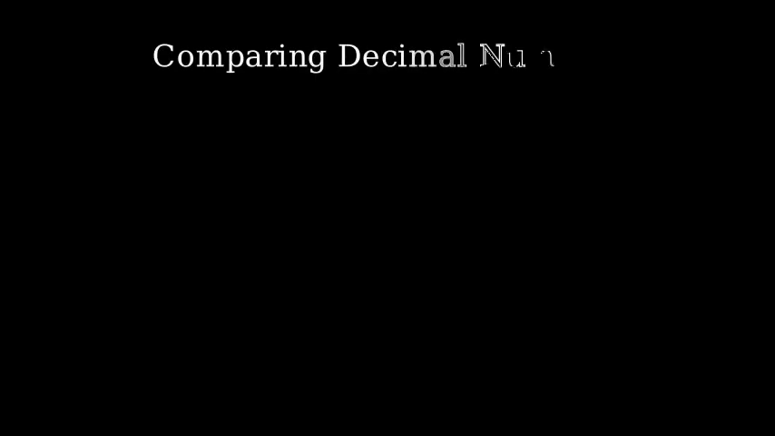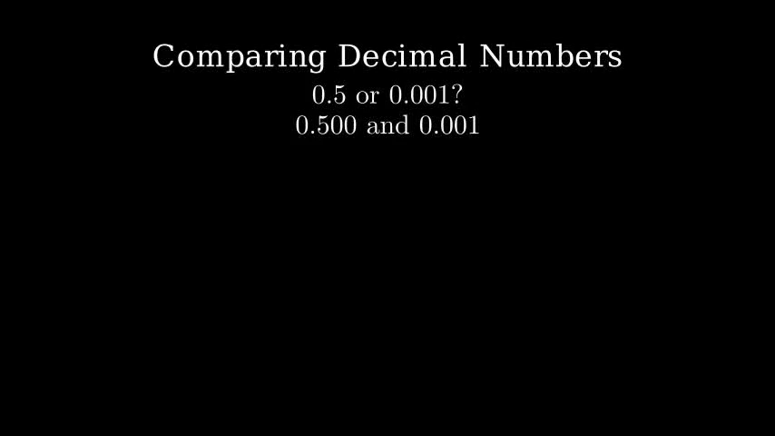Let's compare two decimal numbers, 0.5 and 0.001. One helpful way to compare decimal numbers is to write them with the same number of decimal places. Let's write 0.5 with 3 decimal places, 0.500. Now we can easily compare it with 0.001.